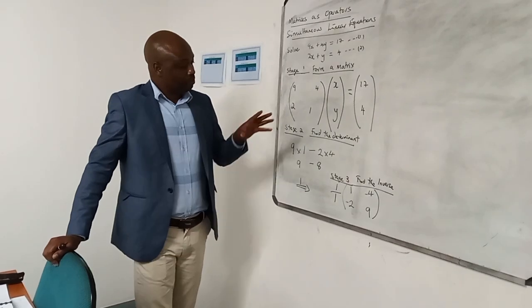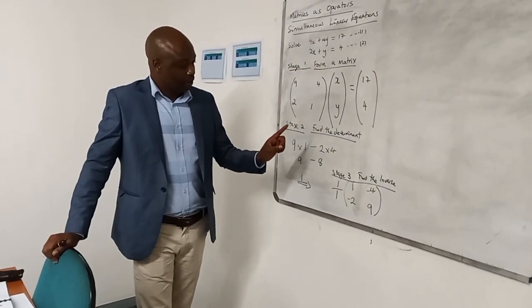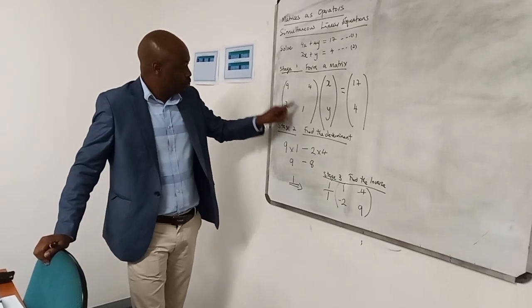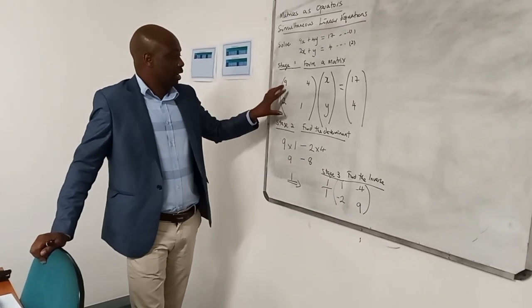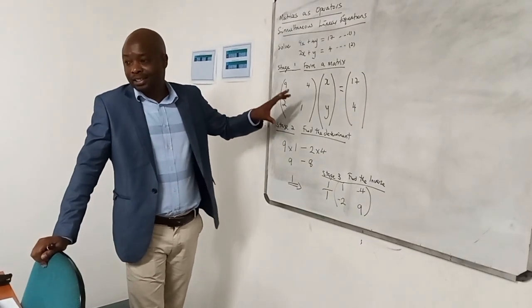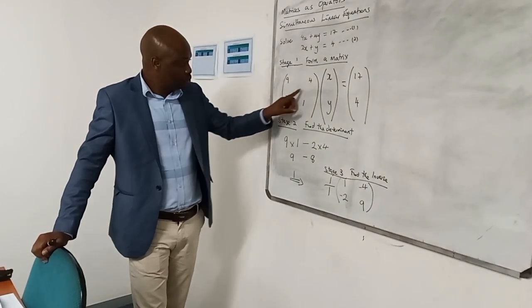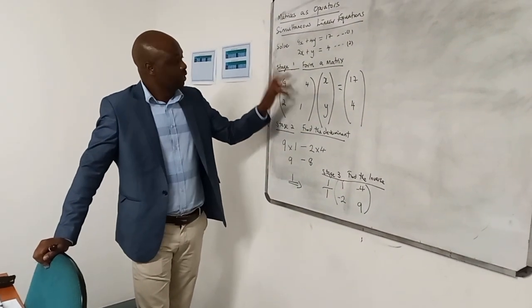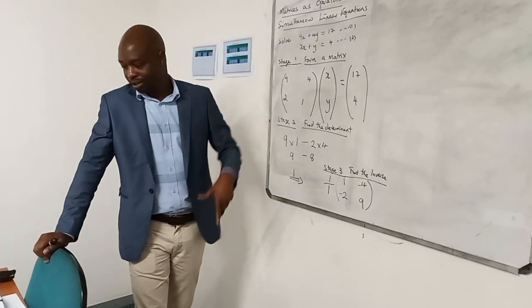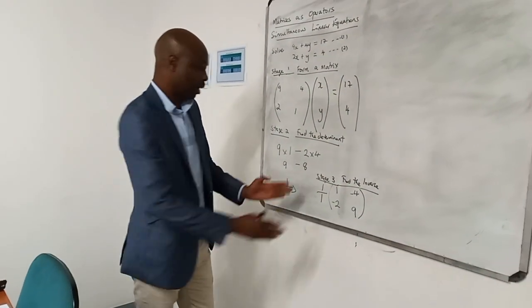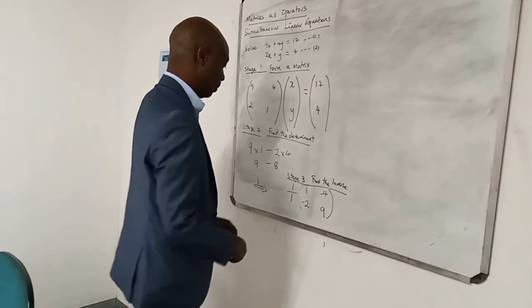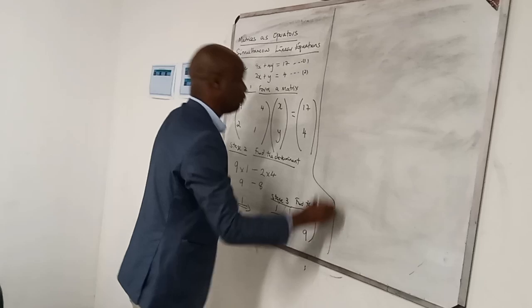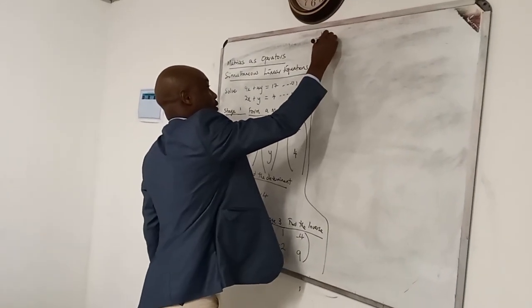Now, make sure that when you are looking for the inverse, these two, in this case 9 and 1, have to change position. They exchange positions. Then these two change the sign. So if we had a minus there, it was going to change to a positive 4. So we are on stage 3, where we found the inverse of this matrix. Now we have to move to stage 4.